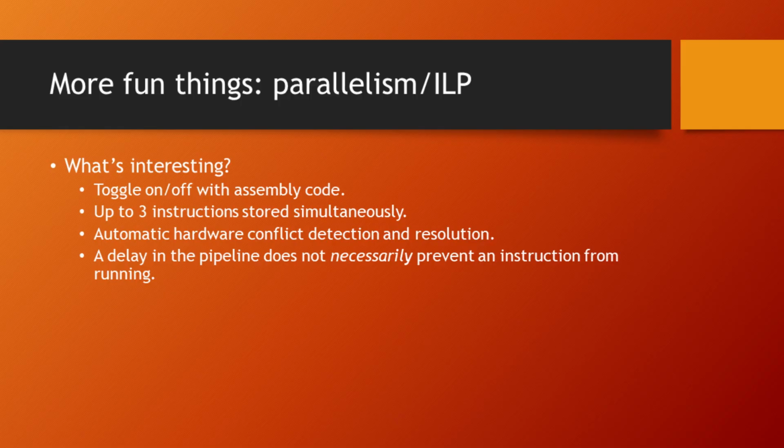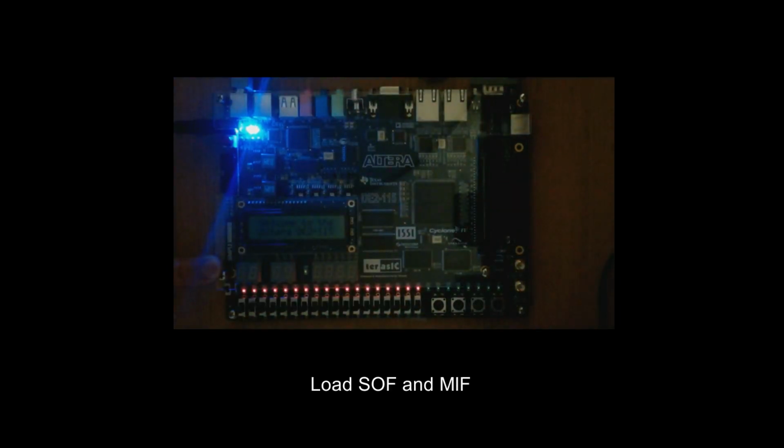The sequencer also supports instruction-level parallelism. It may load up to 3 instructions into an instruction cache and run them simultaneously using the same hardware. This demonstration shows that when an ALU operation is delayed, it's possible for a programmer to schedule independent instructions.